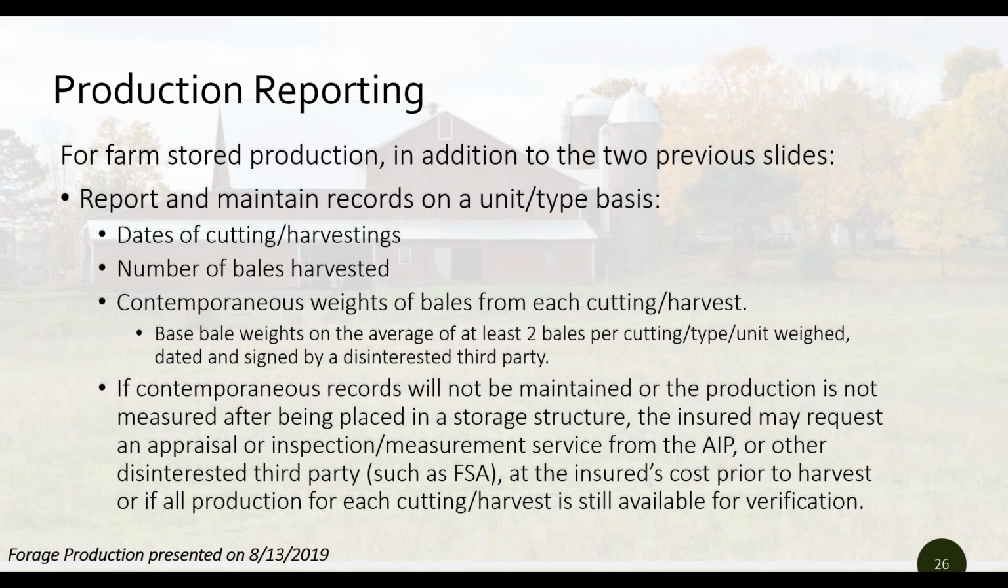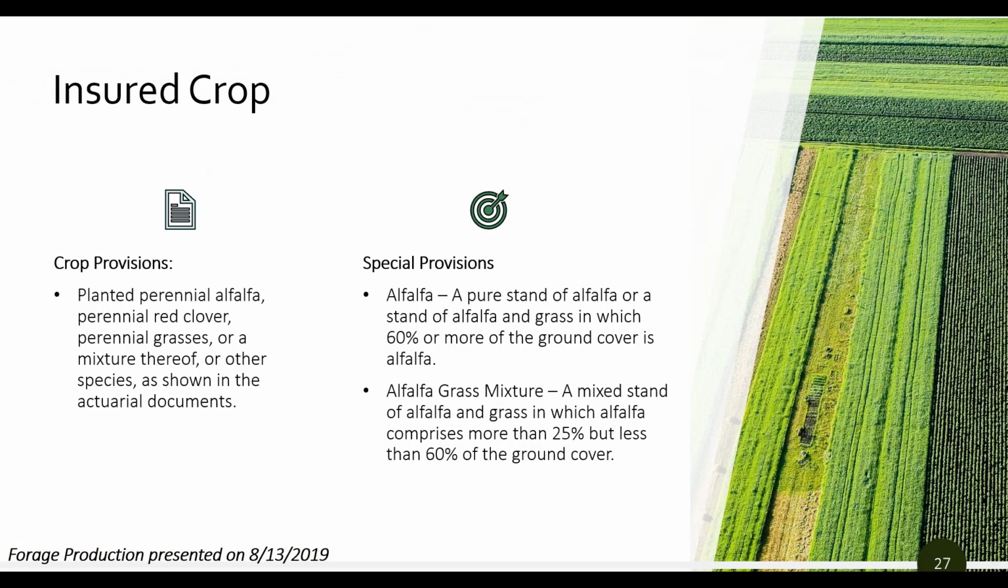There are requirements that you must provide notice to the insured, or to the AIP, excuse me, prior to harvest, so that they might come out and do an inspection and those types of things. And you can ask that your AIP or perhaps FSA come out and measure the bales for you. So what is the insured crop that we're talking about?